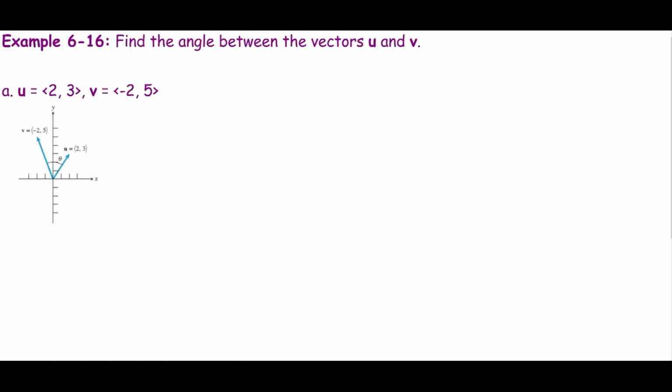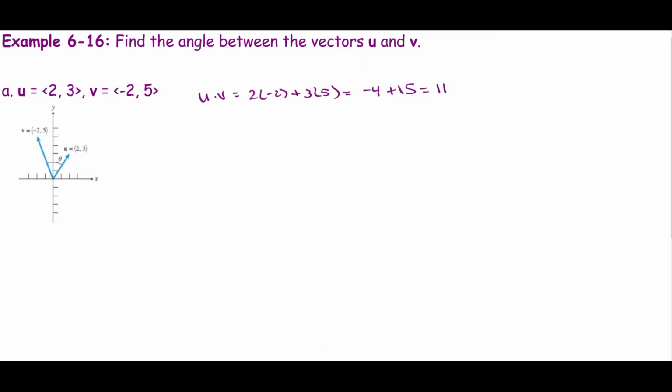So let's look at an example here. We have the vector v, which is -2, 5, and we have the vector u, which is 2, 3. So remembering our formula that we just talked about, we basically need 3 calculations from that. So we need to know u dot v. So I'm just going to do the dot product, which is going to be 2 times -2 plus 3 times 5, which is going to give us -4 plus 15, so 11.